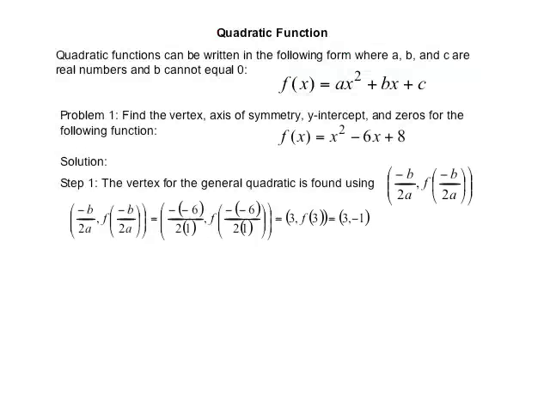So if we plug in our numbers, we determine what our a, b, and c is in this particular problem, and the a would be 1, the b would be negative 6, and the c would be 8. So we plug those into the negative b over 2a, and we get negative negative 6 over 2 times 1, and that simplifies down into 3.